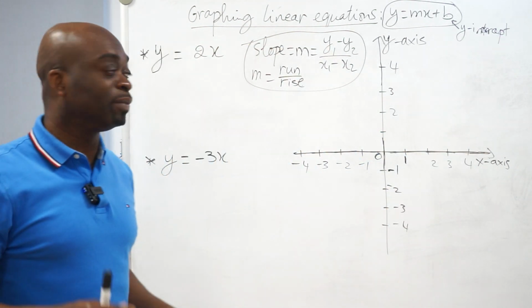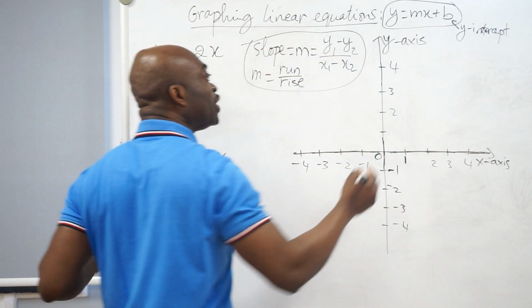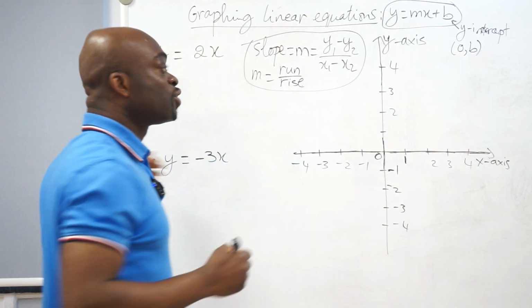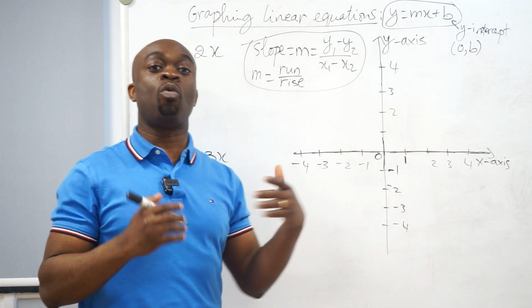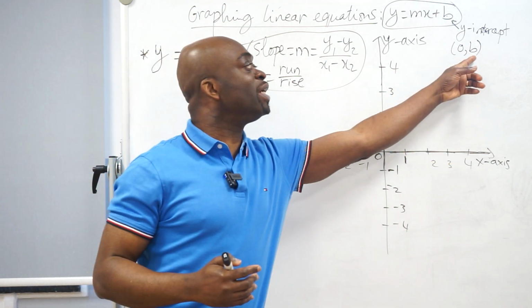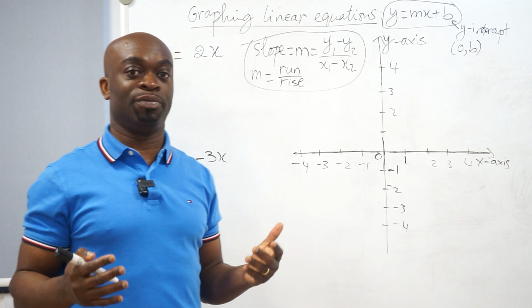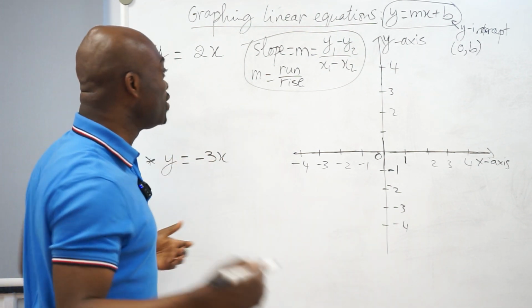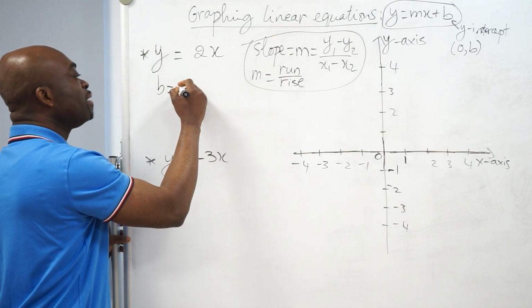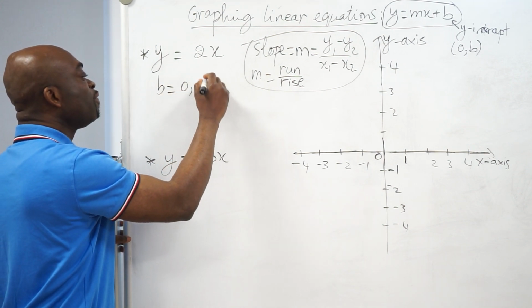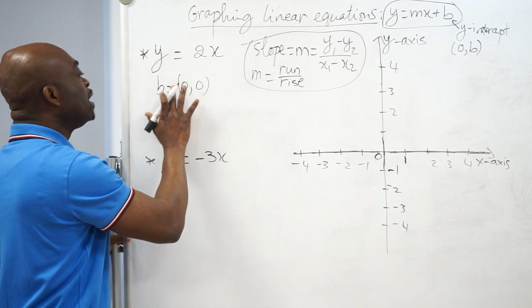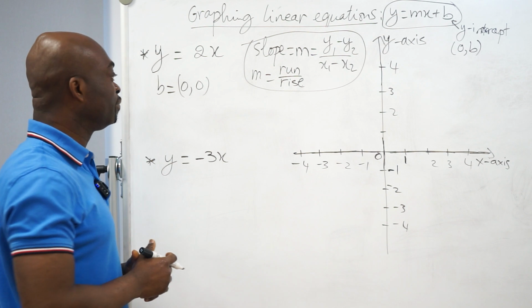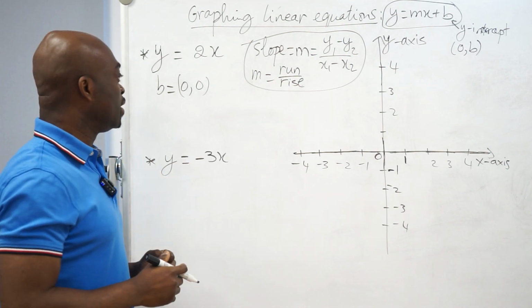And then m is the slope. So the y-intercept is usually (0, b), and that b is a y value. In our case, b is going to be 0, so the point is (0, 0), because there is no b. That's the reason why it's (0, 0). So that'll be our y-intercept.